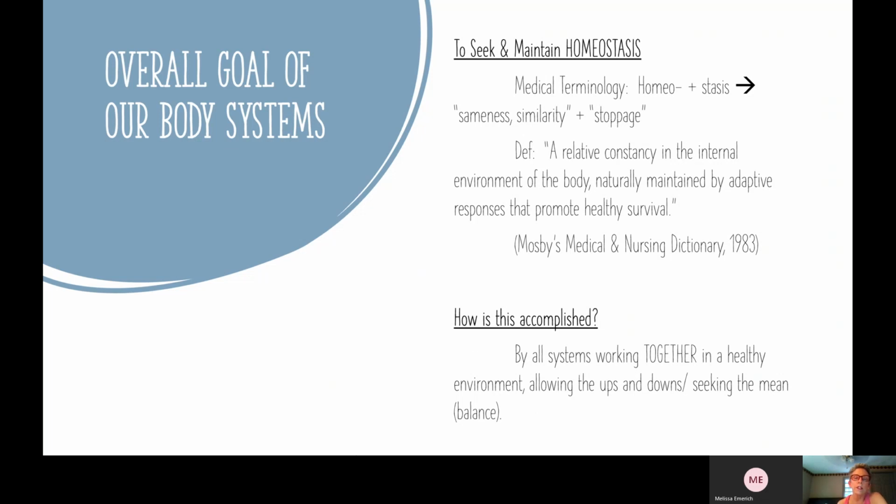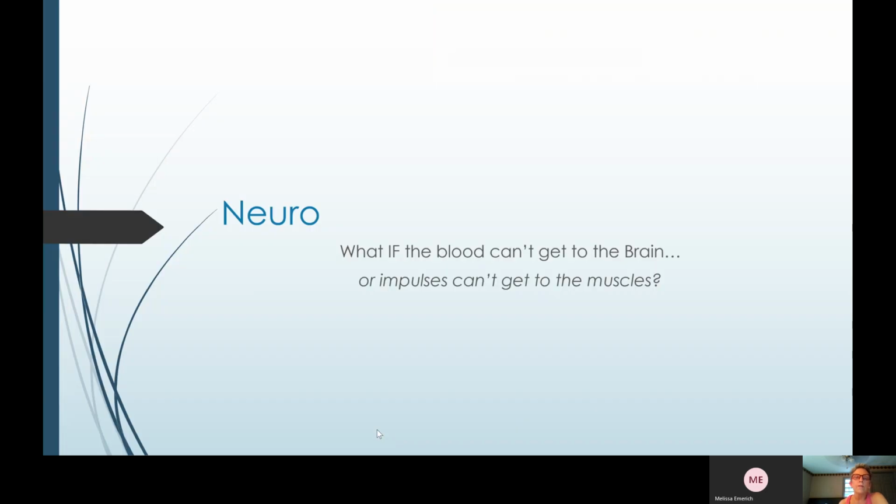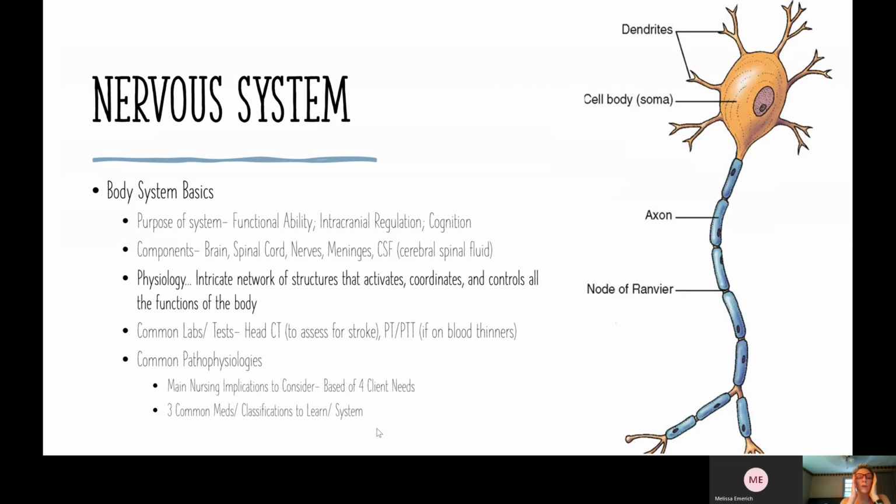And of course, all the systems need to work together. If one system's broken, then it creates an imbalance, and that can be a problem. So when we're speaking from a neuro perspective, what if the blood can't get to the brain? Or what if the impulses can't get to the muscles? It's like, uh-oh, things are not going to work right.